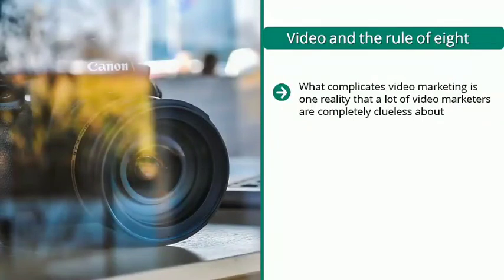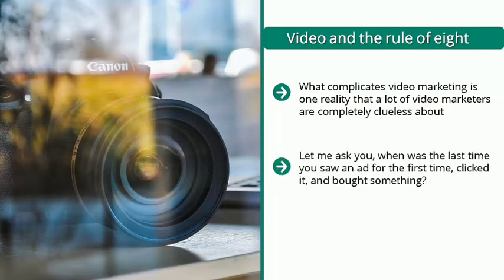What complicates video marketing is one reality that a lot of video marketers are completely clueless about. They don't even know that it exists. This is called the rule of 8. Some would say it's the rule of 7, but it doesn't really matter. It's all about multiple exposures. Let me ask you, when was the last time you saw an ad for the first time, clicked it, and bought something? I would venture to guess that those times are very few and far between.